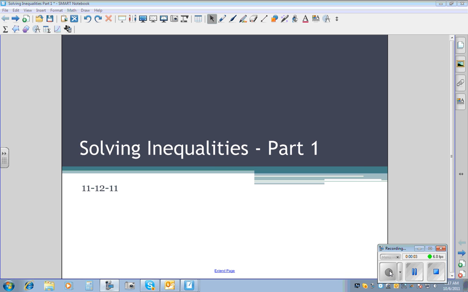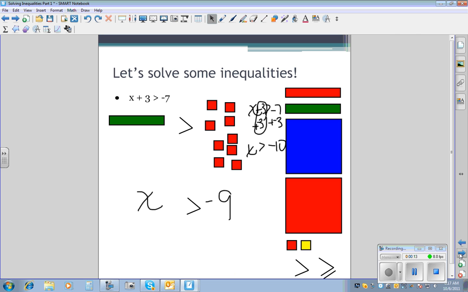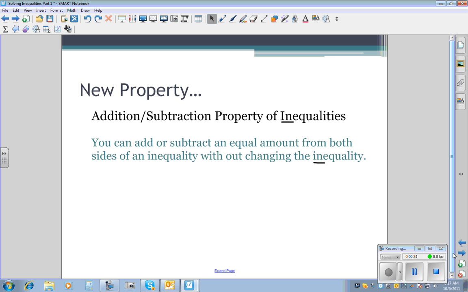Hello again. This video is about solving inequalities, and we're still in part 1, but we're doing the second part of part 1. We have talked about already how to solve inequalities using addition and subtraction. We did it with tiles and symbolically. We talked about our addition-subtraction property of inequalities, which says you can add or subtract an equal amount from both sides of an inequality without changing the inequality. It won't change to an equal sign, and it won't change to the other inequality.